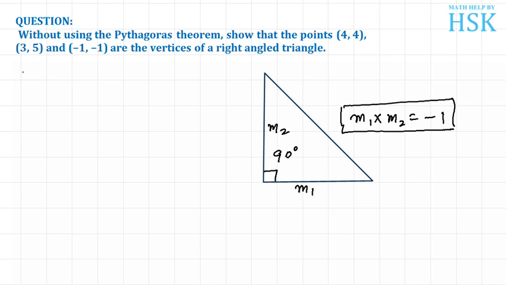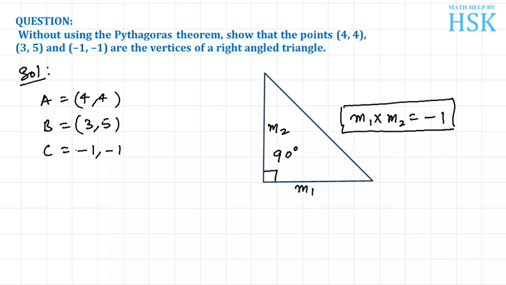Now let us start solving the question. So I assume that A is equal to (4, 4), B is equal to (3, 5), and C is equal to (-1, -1). Then the slope of the line AB, suppose this is M1. It has nothing to do with the earlier m1 and m2.